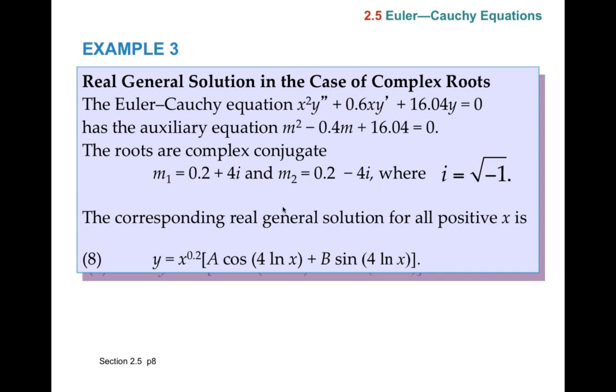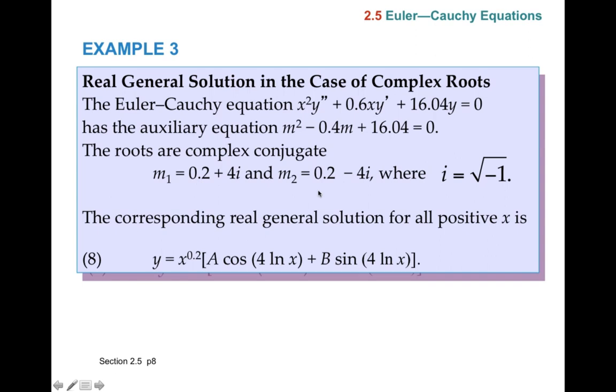And then finally, and this is taken from your textbook, just an illustration of a possible equation where you would have complex conjugate roots. So this Euler-Cauchy equation, notice that we actually have a constant plugged in here. So this is our equation. And then if you find the auxiliary equation, it's going to look like this. So this is your 1 minus 0.6 term right here. When we solve this equation, we get a set of complex conjugate pairs, 0.2 plus 4i and 0.2 minus 4i.